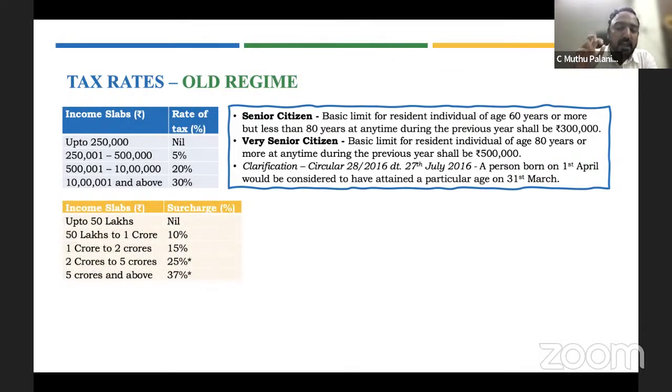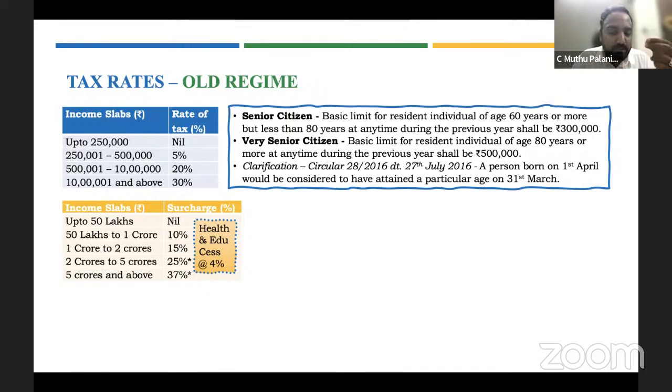And on surcharge, up to 50 lakhs, there is no surcharge. Above 50 lakhs, you have around 10% surcharge. Then 1 crore to 2 crore, it is 15%. 2 crore to 5 crores, it is 25%. And above 5 crore, it is 37%. You also have a health and education cess of 4%. It's a flat cess. For every income, wherever there is a tax, there will be a 4% health and education cess.